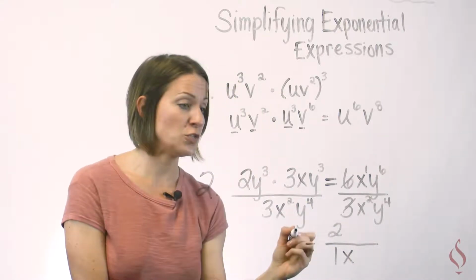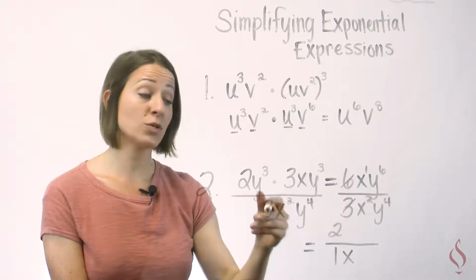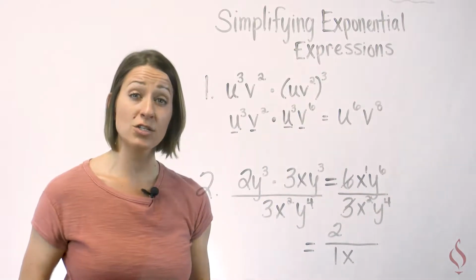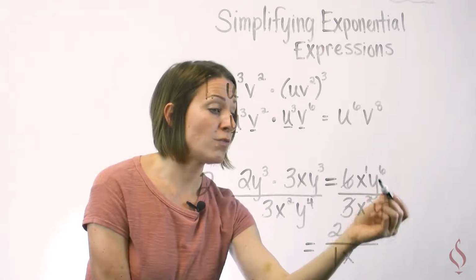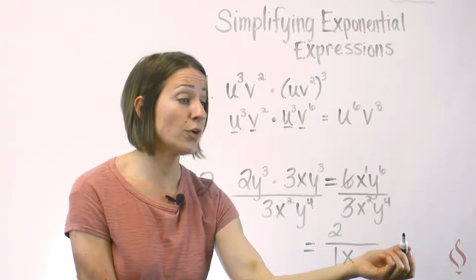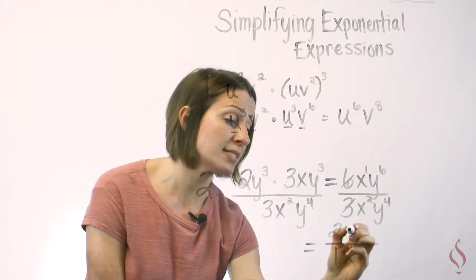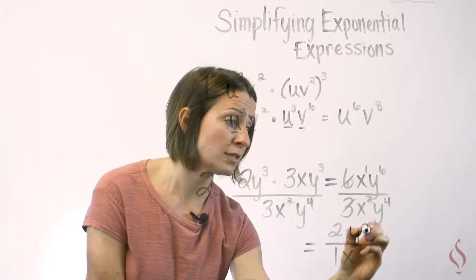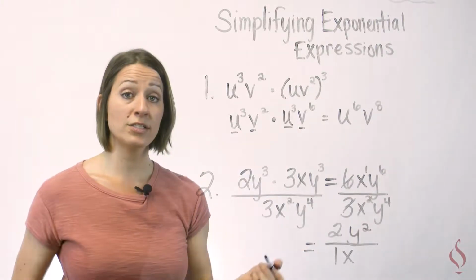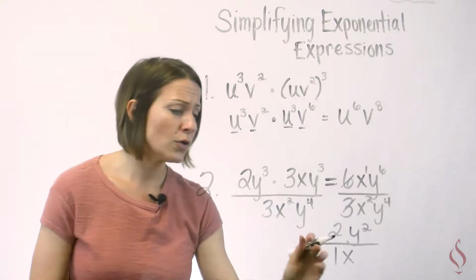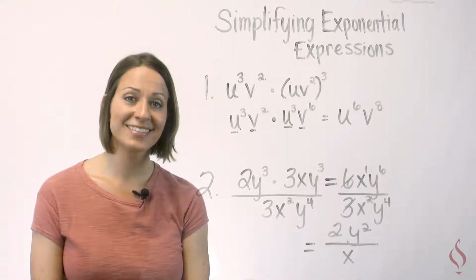So hopefully I didn't do that too fast. There's 2 x terms in the bottom and only 1 in the top, so we could cancel one of the x terms out and leave 1 left over. Here we have y to the 6th over y to the 4th, so we can cancel out 4 of the y's, and that leaves 2 of the y's left over. So your final answer is 2y squared over 1x, or you can erase that 1 and just have it over x.